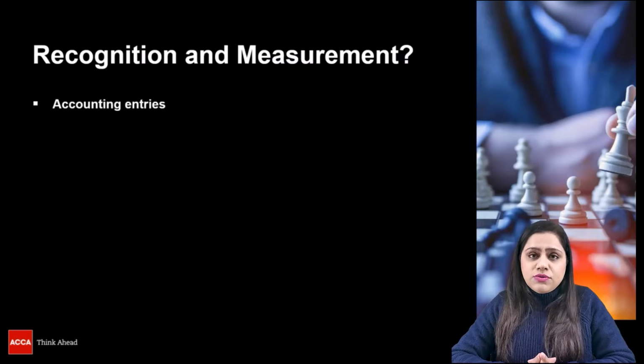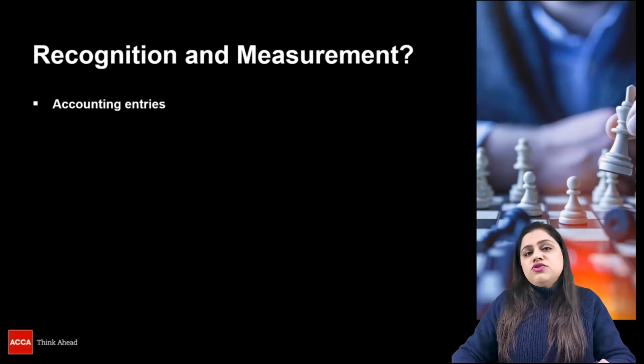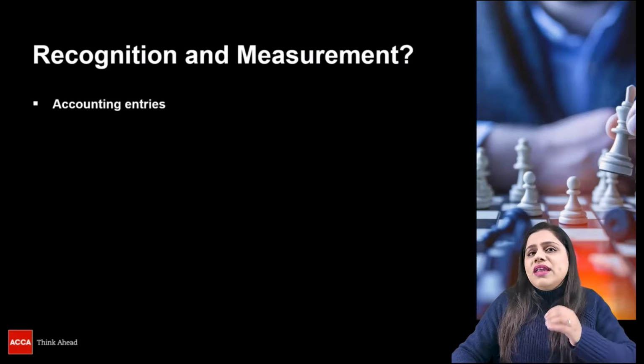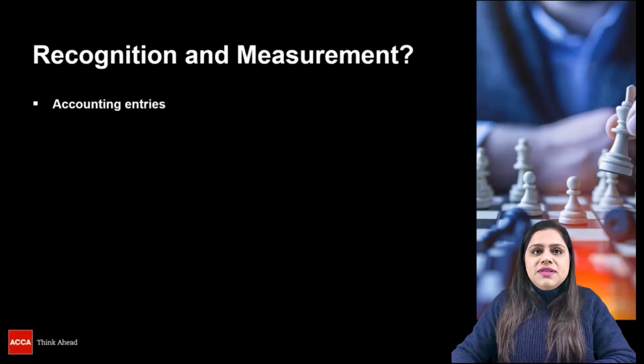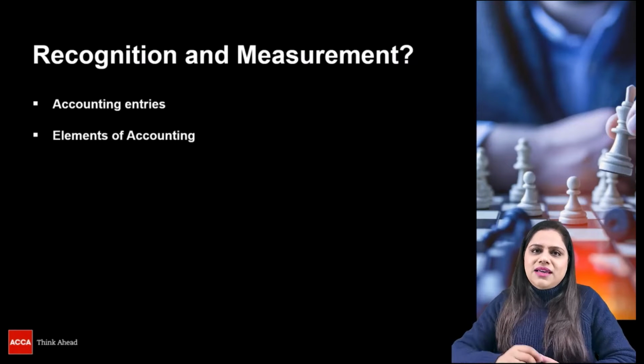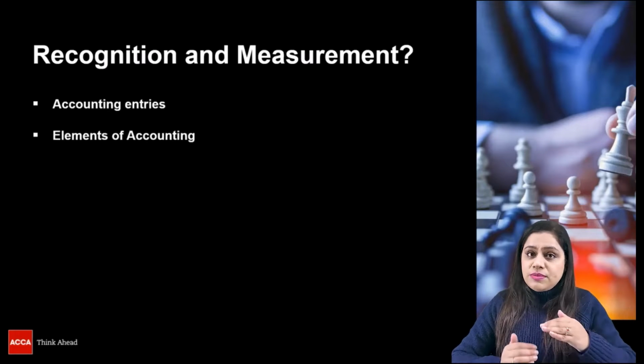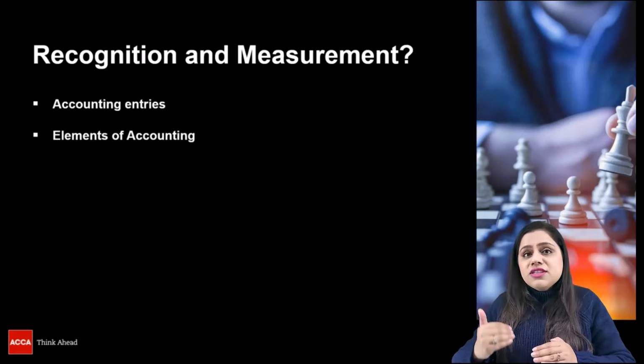Both are related to accounting entries. So whenever there is a transaction in a business, because we're talking about financial accounting, there is going to be an accounting entry, which is a double entry. And whenever there are double entries, there are elements of accounting involved. So something is going to be debited and something is going to be credited.